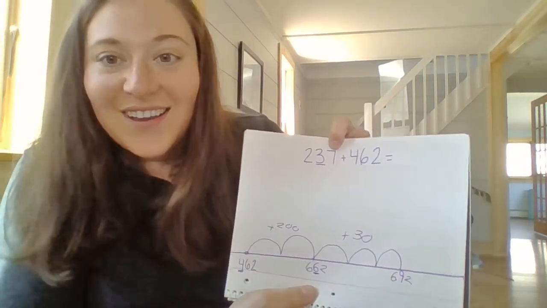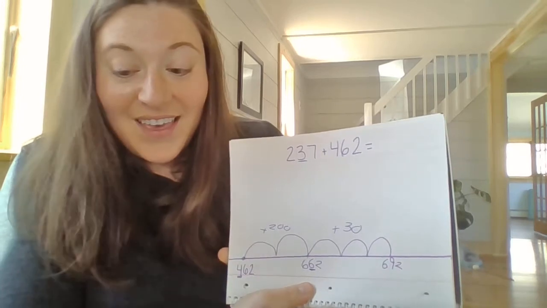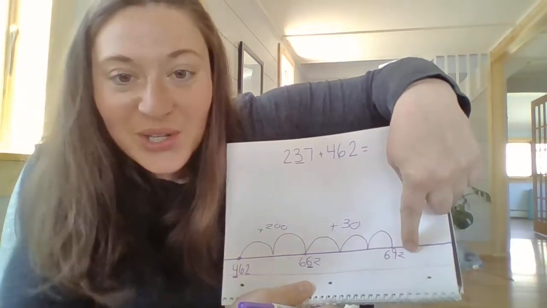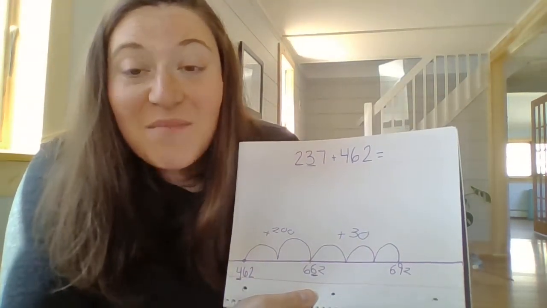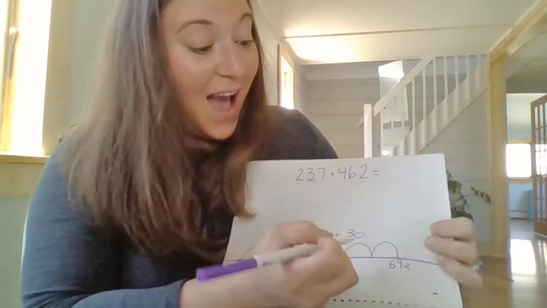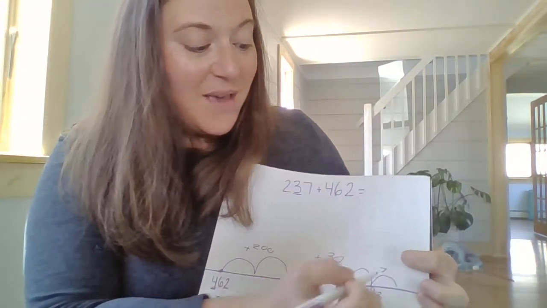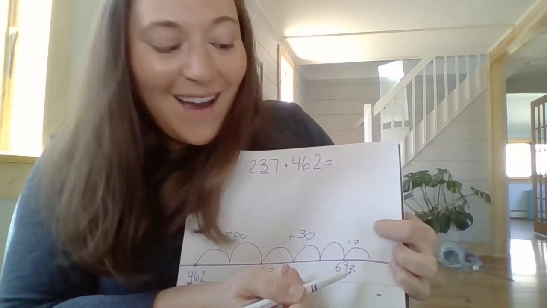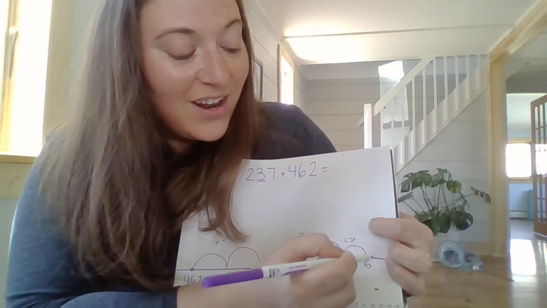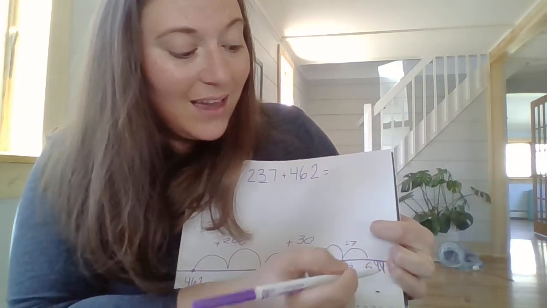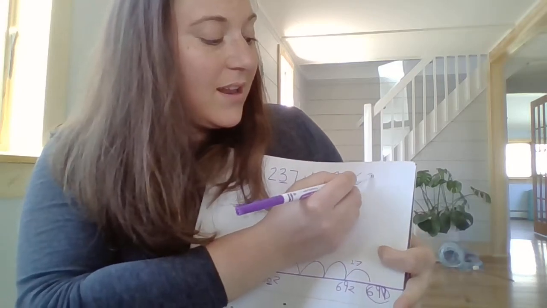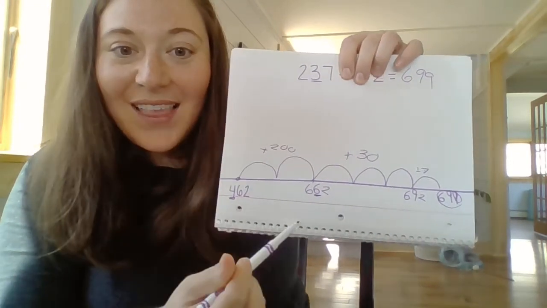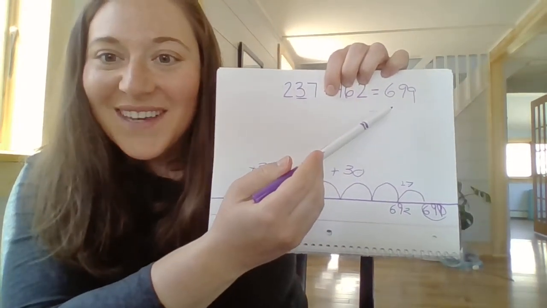The last step is to add on 7 more. If you're using mental math, you might already know what 7 plus 2 will equal. And using mental math can be really helpful when using a number line. So I'm just going to do a jump of 7 because I know 7 plus 2 equals 9. So I now have 699 as my sum. I labeled on the top, I labeled on the bottom, and that helped me find my sum.